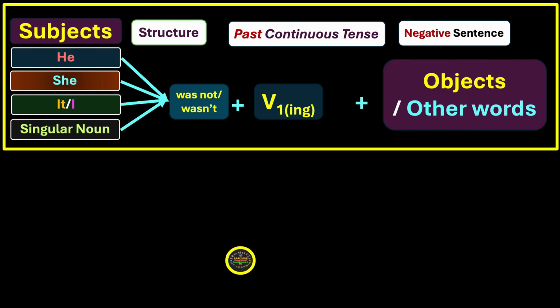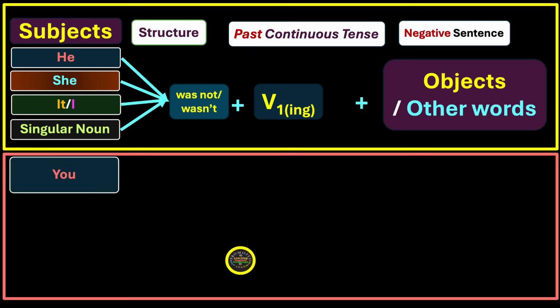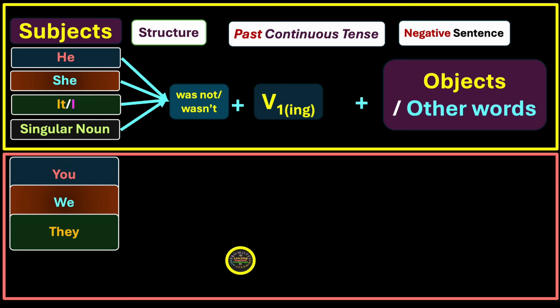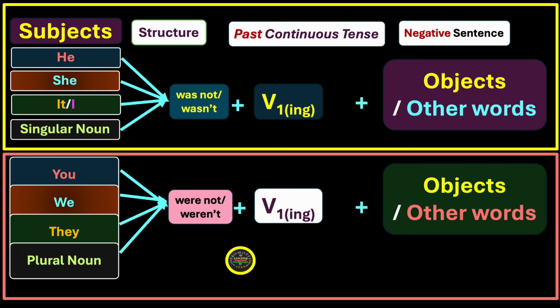and then we have objects or other words. We have one more structure in the negative form, and if we have the subjects like you, we, they, and plural noun, we use were not or weren't, and then we have the first form of the verb with ing, and then we have objects or other words. Now let's see the examples in the negative form.